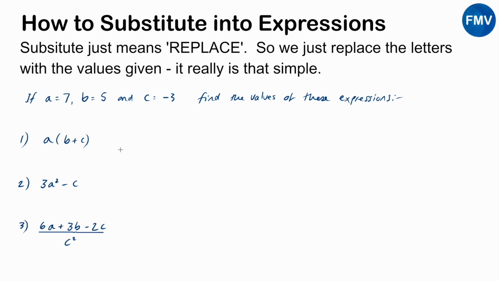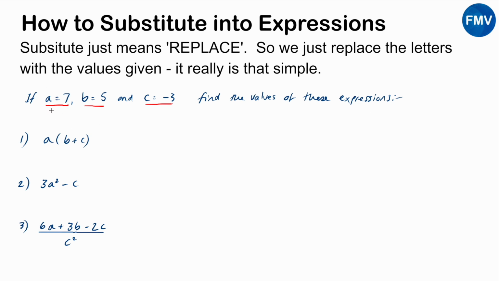So looking at substitution, first of all, we need to understand the word substitute just means to replace. So we are replacing the letters with the values given. So let's look at these three examples here. In this case, we're told the value of A is 7, the value of B is 5, and the value of C is minus 3. We're asked to find the values of these expressions down here.